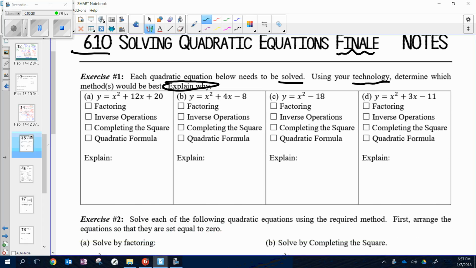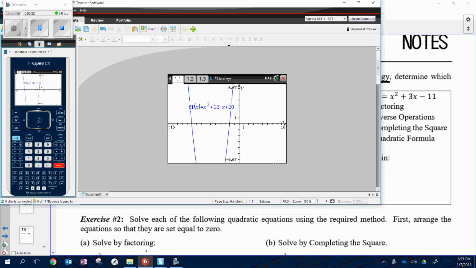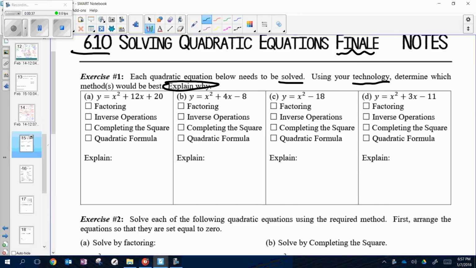So in letter A, I was just graphing it, here's a quick graph of it, noticing that the zeros are at nice points. When I noticed that the zeros were at nice numbers, they looked like whole numbers, I thought it probably would be an easy one to factor. The other thing I thought is the quadratic formula would be easy because that works every time. And completing the square wouldn't be bad because that 12 is an even number.